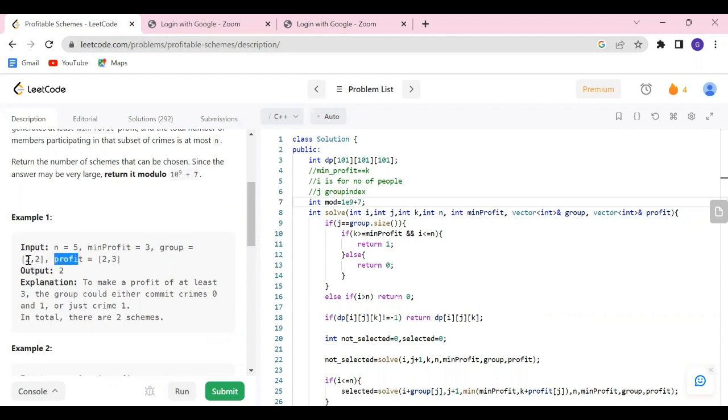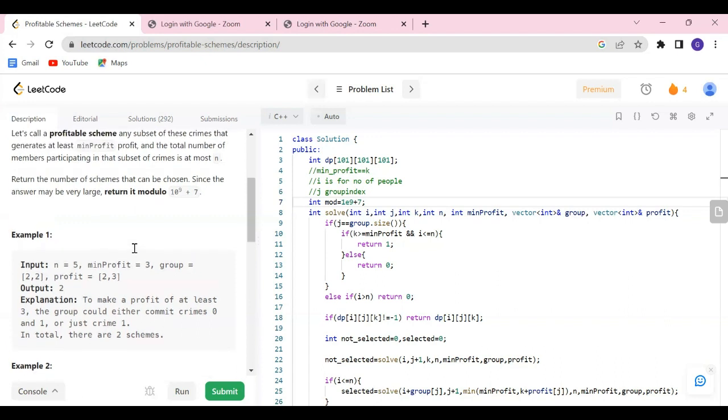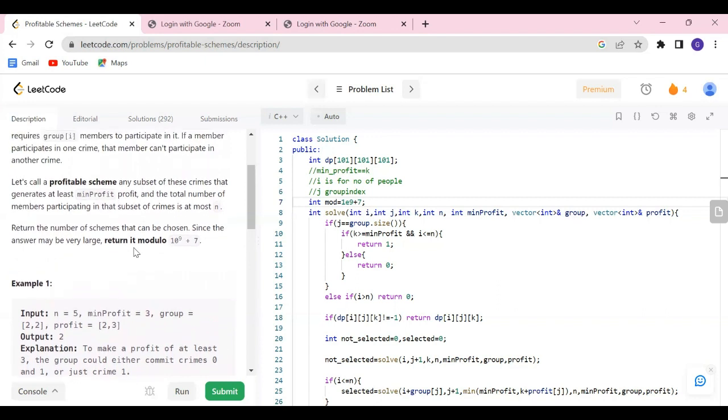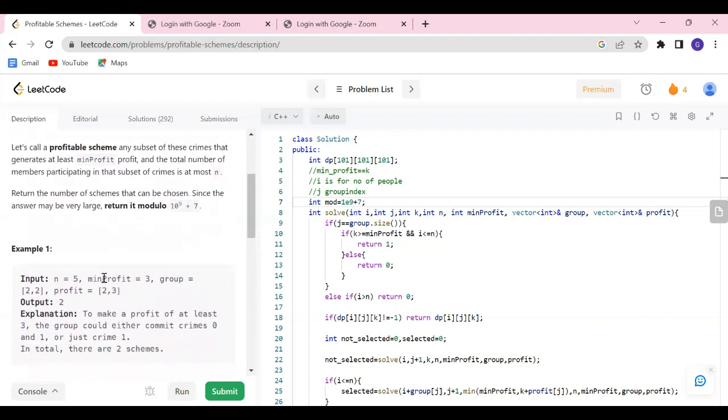profit. So what are this group and profit? The group of i makes profit of i. So this group of 2 people makes profit of 2. This group of 2 people makes profit of 3. So this is the question. We have to find the number of possibilities where we can make this minimum profit.